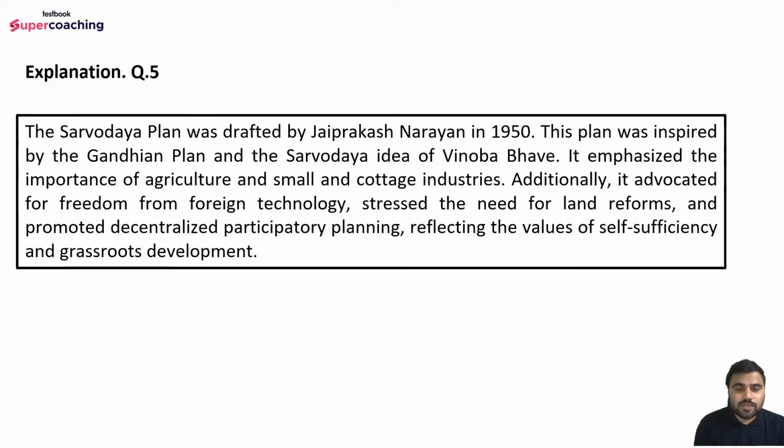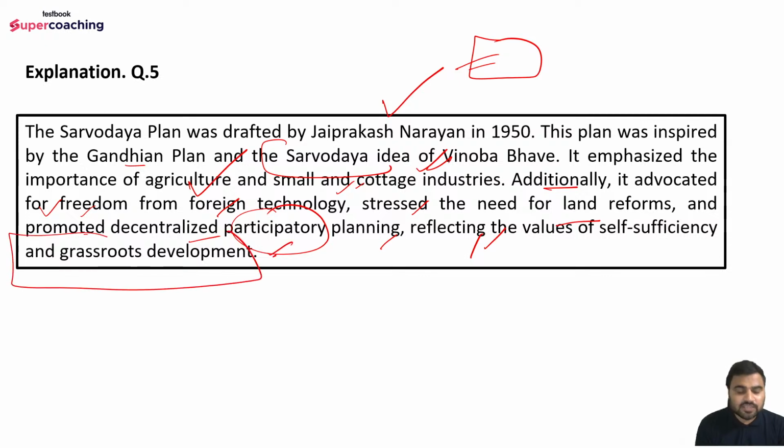ठीक है, तो Sarvodaya Plan was drafted by Jay Prakash Narayan, but it was inspired by the Gandhian Plan and the Sarvodaya idea of Vinoba Bhave. ठीक है, तो जो सर्वोदय आइडिया था, इसका मतलब होता है सबका उदय. So everyone should grow together, right? This was the idea of Vinoba Bhave. The plan emphasized the importance of agriculture and small and cottage industries. Additionally, it advocated for freedom from foreign technology, stressed the need for land reforms, and promoted decentralized participatory planning, reflecting the values of self-sufficiency and grassroots development.